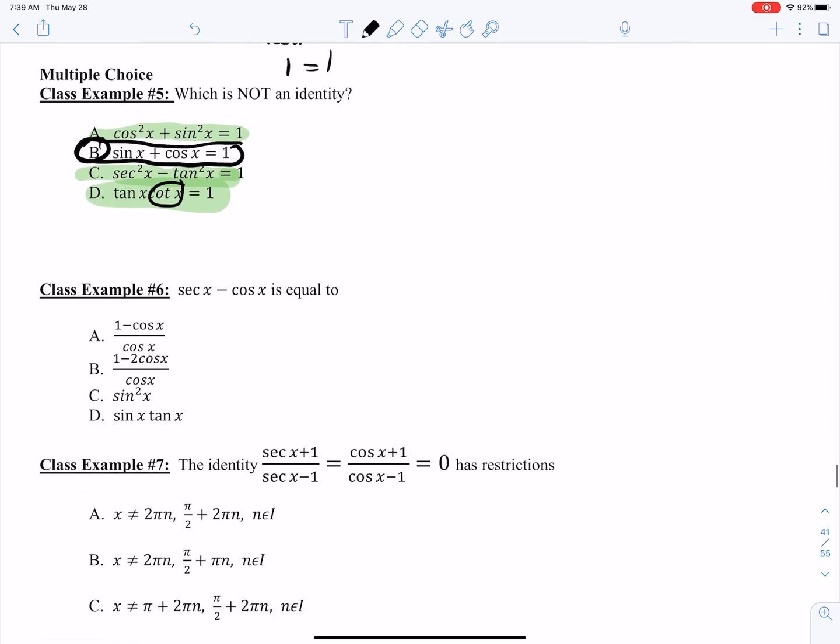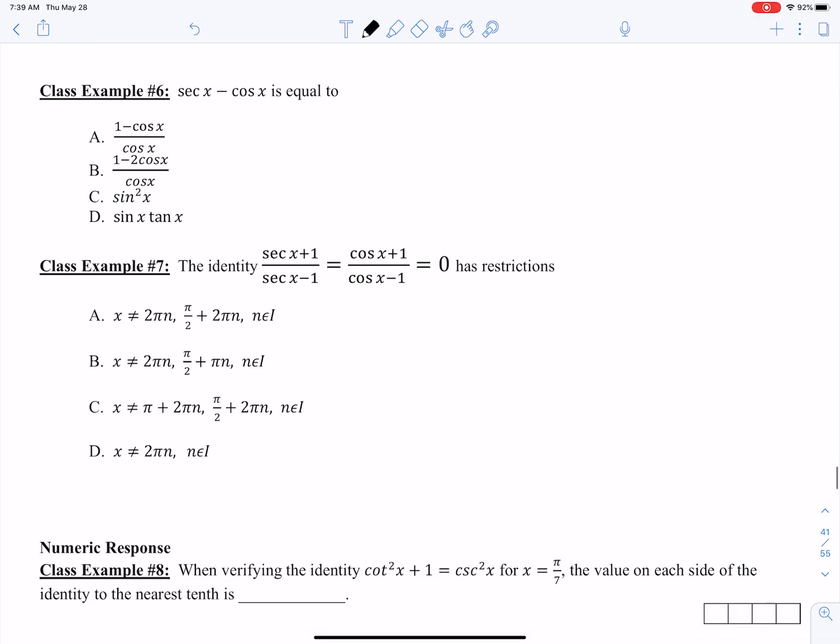I'm going to give you a chance to try class example number 6, and then I'm going to come back and do it for you.